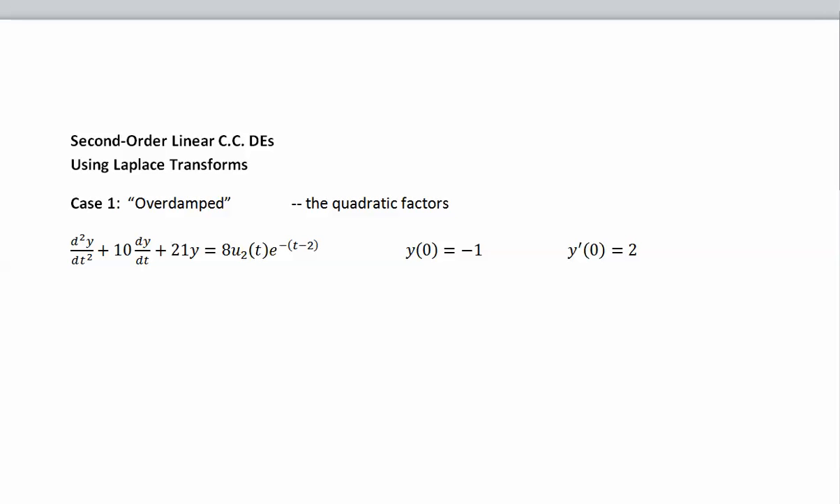mass on a spring. So in other words, the left-hand side here is going to be something whose corresponding quadratic has two real roots. In other words, it can be factored. And that plays out algebraically in a way that is different than the case when it doesn't factor. So I want to start with a case like this. Okay, so let's give it a try.